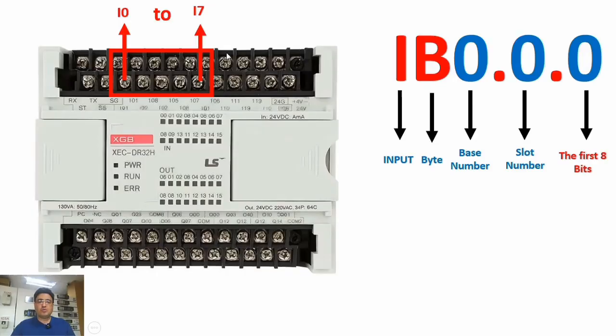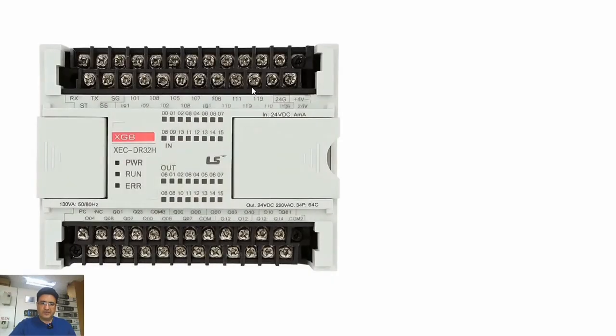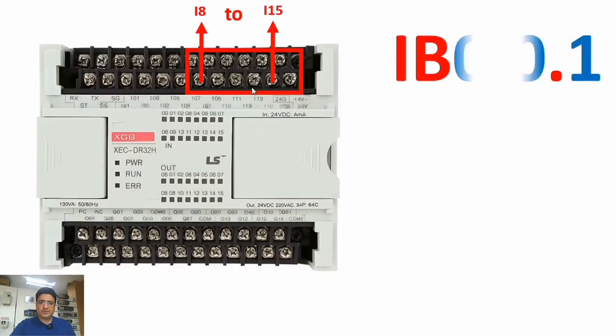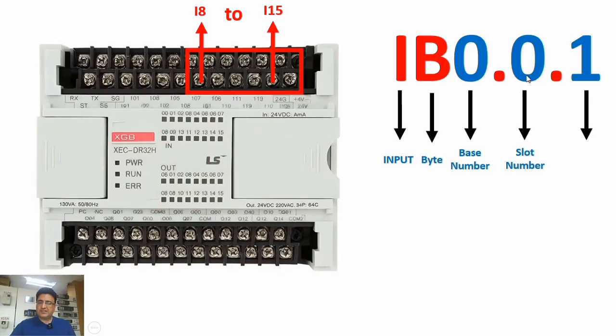Now, if we want to address the second byte, it would be like this. That means from input number 8 to input number 15, it's the same way. %IB0.0.1. This last one indicates our second 8 bits, or our second byte.